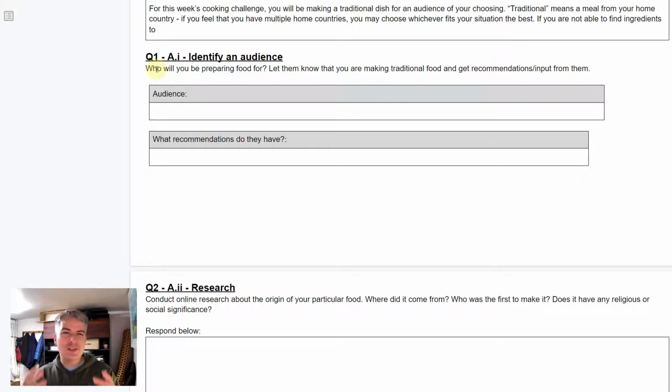It's a really big part of cooking, being able to make food for someone that you care about and being able to hear from them about what went well or what didn't go well. So choose somebody that you trust that's going to give you some good, authentic feedback. Identify who your audience is here, and then explain what kind of recommendations they have for you. If they have dietary choices or a meal they want, let them guide you in your choice.